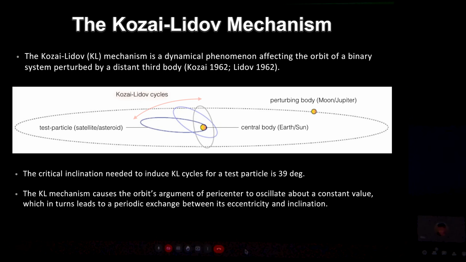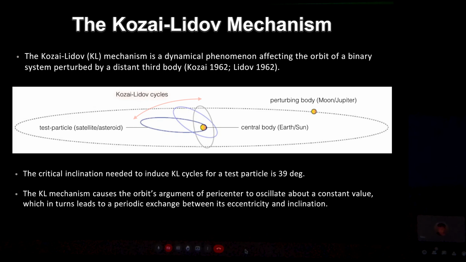Basically, if you have an asteroid orbiting around the sun, with Jupiter as the perturber, and your asteroid is highly inclined, there's some threshold, which is about 39 degrees. If it's above 39 degrees inclination, it can trigger the Kozai-Lidov instability, where the eccentricity and inclination of the particle are exchanged with one another.